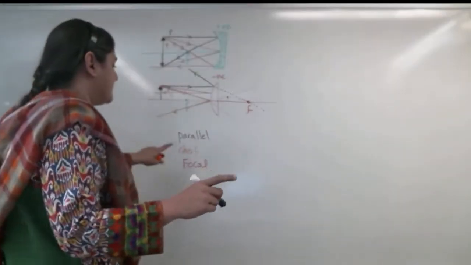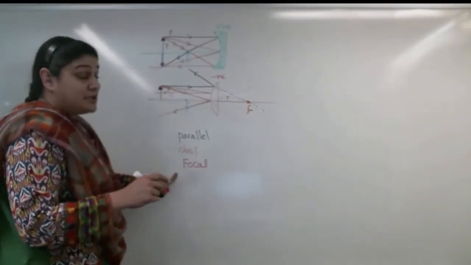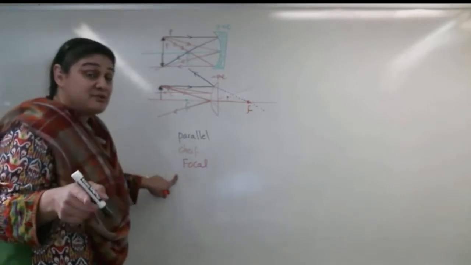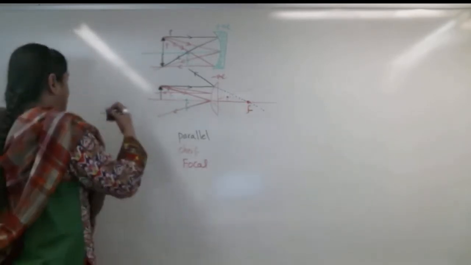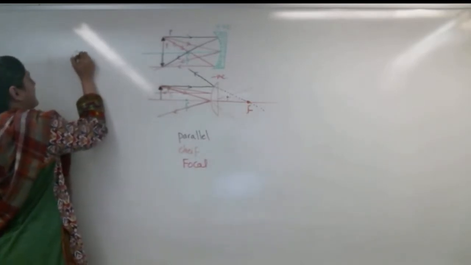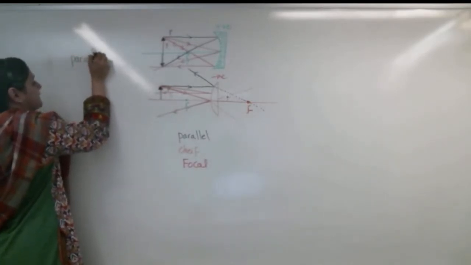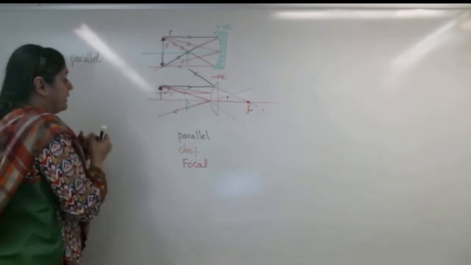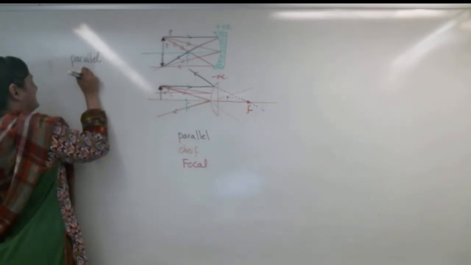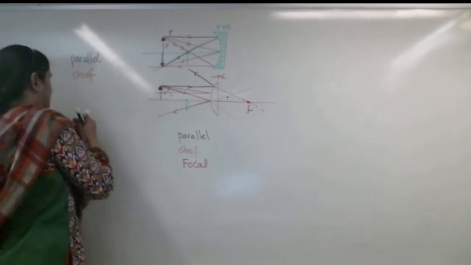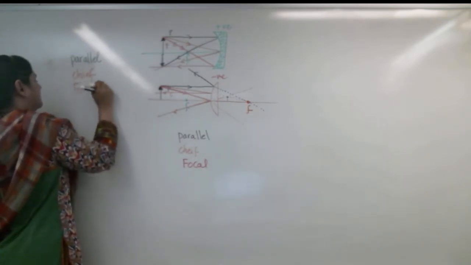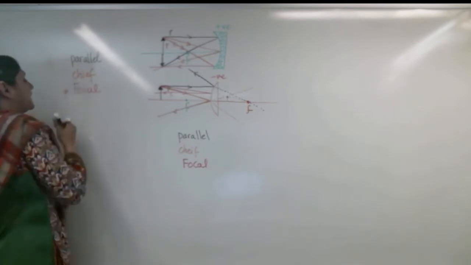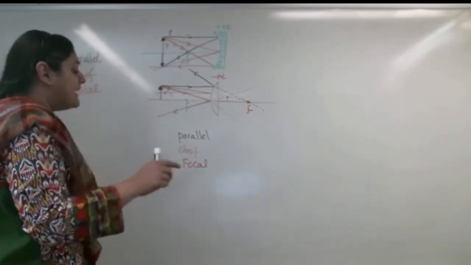Okay, here's my hint for you. This thing that I wrote here, write it on that piece of paper that you're going to be working on every single time until you get familiar with this. So first of all, I'm going to write parallel here, and then I'm going to write, for my own self, chief, and then I'm going to write focal, just so that I know what colors I used for what rays. Now let's do the problem.